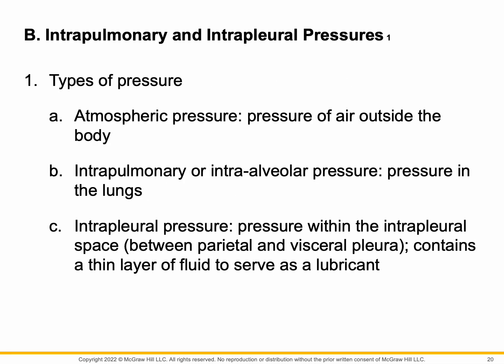There are different types of pressure. The atmospheric pressure is the pressure outside the body, which acts as the reference point. There's the intrapulmonary pressure, also known as alveolar pressure or intra-alveolar pressure, which is the pressure within the alveoli, within the air sacs of the lungs. And then there's the intrapleural pressure, which is the pressure within the pleural cavity, the space between the lungs and the chest wall. It contains a thin layer of fluid that serves as a lubricant to reduce friction when those two layers rub up against each other.